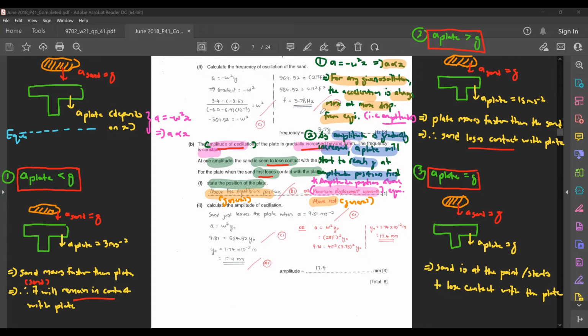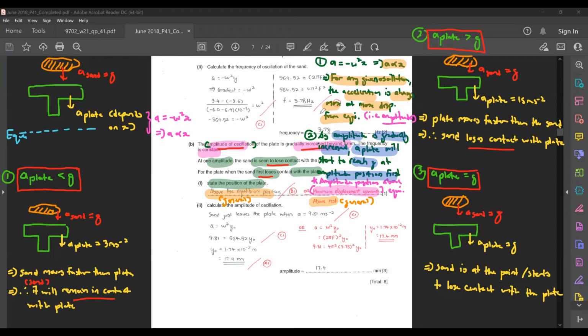So this one, so far so good with this? Because you see, you want your sand to start to lose contact with the plate, the acceleration of the plate must be at g in the first place. But here, specific to the question, you're trying to increase the amplitude from a low value to some sort of high value. You're interested in the amplitude where you start to see the sand lose contact. So where the plate starts to have an acceleration equal to g first, it will be at the amplitude position first. So far, so good with that?